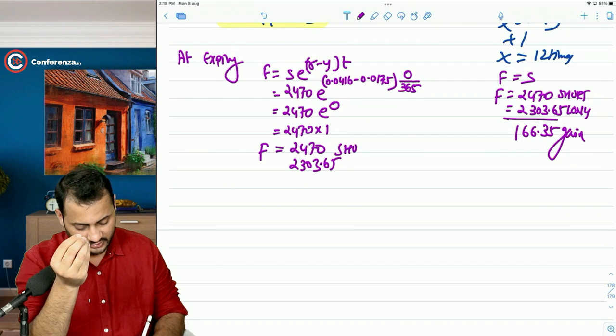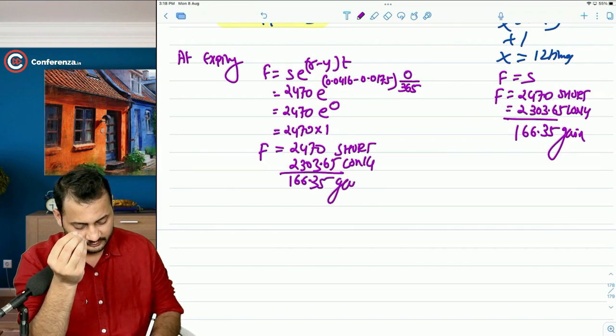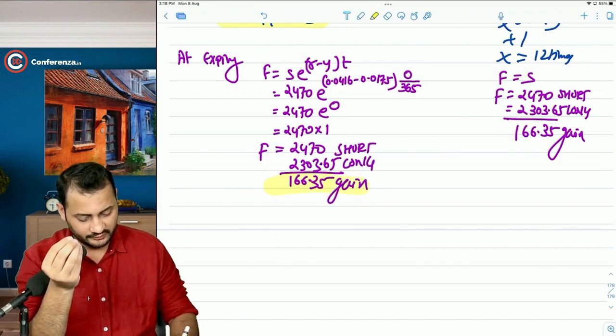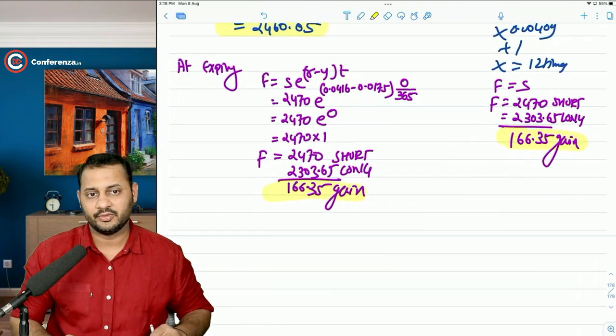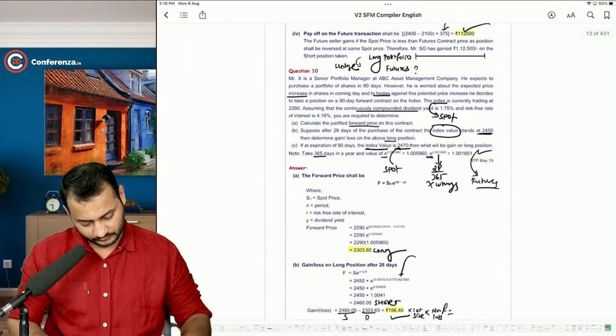2303.65. You will go short at that price. You had a long position at that price. You will have a gain of 166.35. So through both ways, you will get the same answer. Do you get that? Okay, let's move on to the next question now.